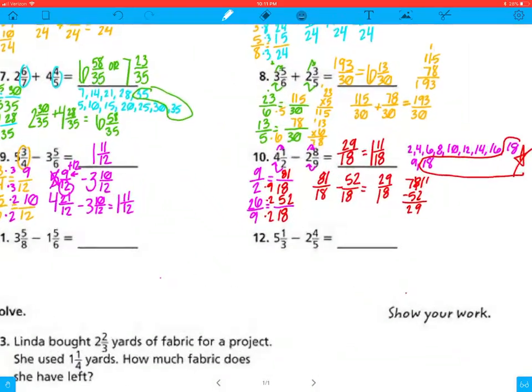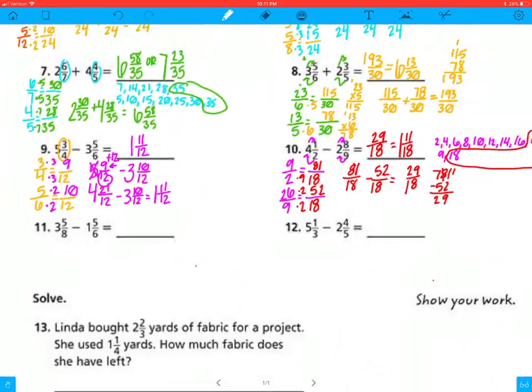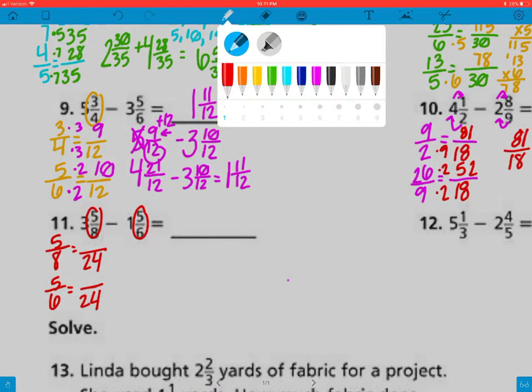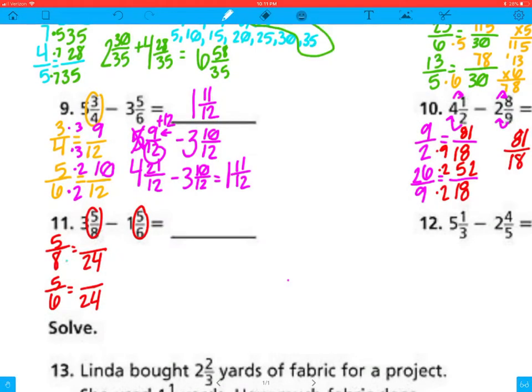Off to number 11. 3 5/8 minus 1 5/6. I'm going to focus on the fraction. 5/8 and 5/6. So my common denominator, now I need to start thinking, like if I have 6, 12, 18, 24, it's going to be 24 because I do the same with the 8. And I have 8, 16, 24.